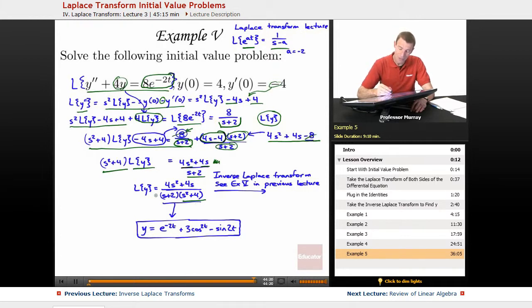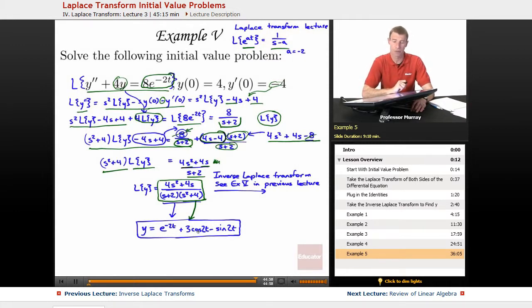And now we have to take the inverse Laplace transform, which would be another really healthy dose of algebra here, but it's exactly example 5 in the previous lecture. So go back and check that out, work that through, and what we figured out is the inverse Laplace transform of that is exactly this: e^(-2t) plus 3 cosine of 2t minus sine of 2t. I see that I wrote that as if it were an exponent, so let me write that a little nicer down here. e^(-2t) plus 3 cosine of 2t minus sine of 2t is our final answer there.